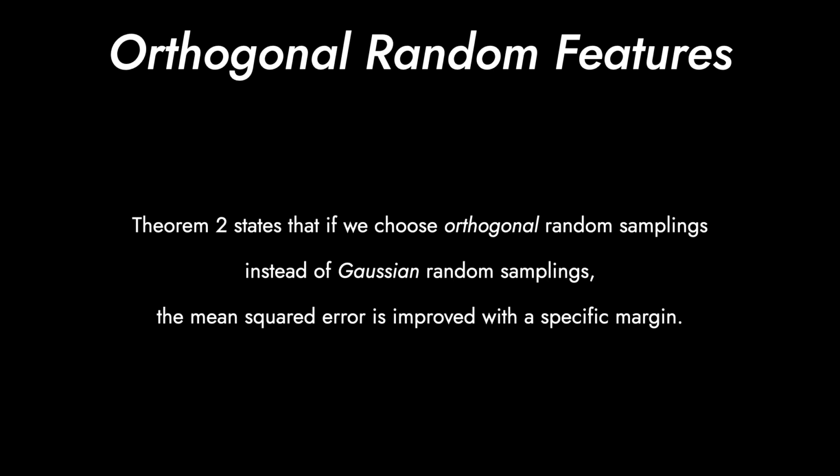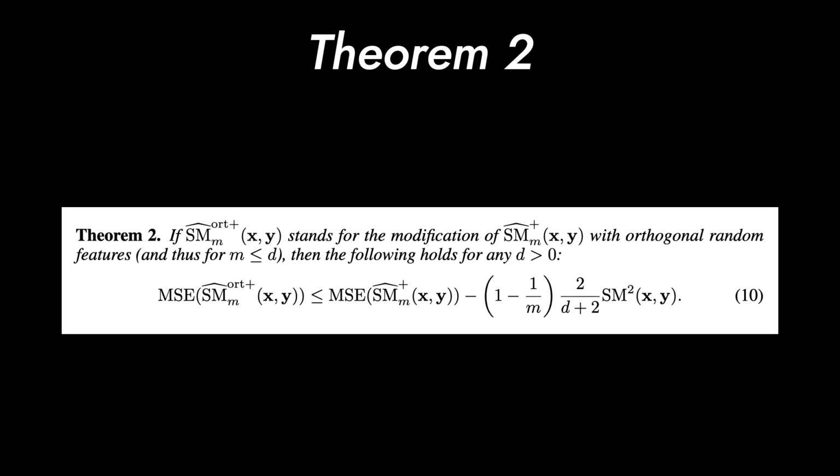Theorem 2 states an interesting observation: if we choose orthogonal random samplings instead of Gaussian random samplings, the mean squared error is improved by some specific margin, which is a function of the SM result. Here is Theorem 2. We can imagine that there is some exploitation of the Gaussian property in the proof.